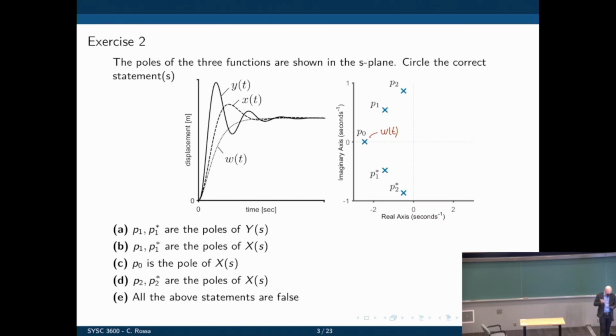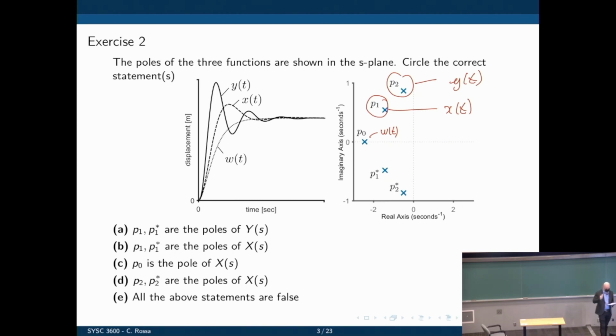So P1 is therefore X of t, and P2 is Y of t. Because P2 has a smaller damping ratio, more oscillations. You can also tell that by the fact that at the frequency of oscillation of omega of t, you see more oscillations happening faster there, meaning that it requires a greater natural frequency. And that's indeed the distance of P2 to the origin.